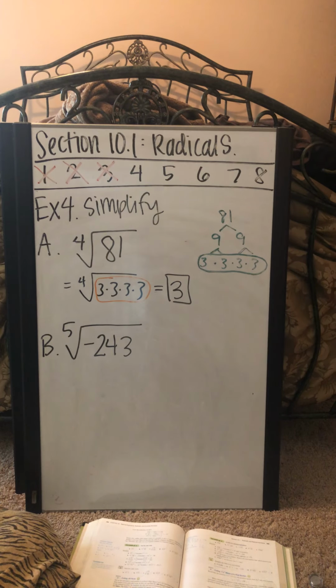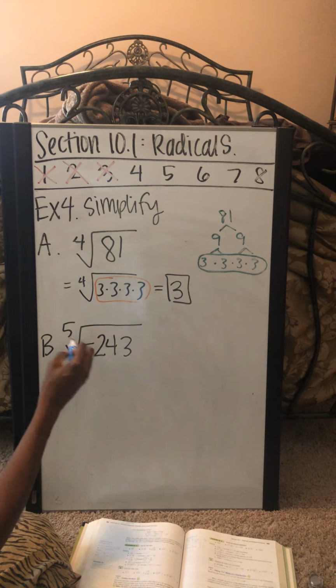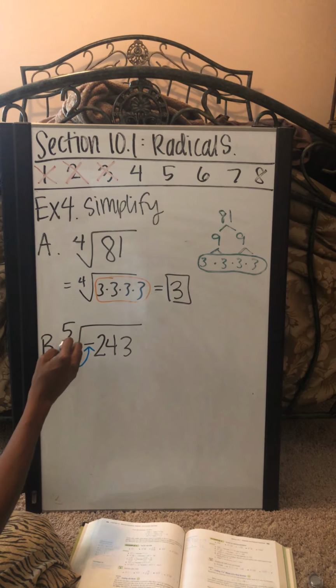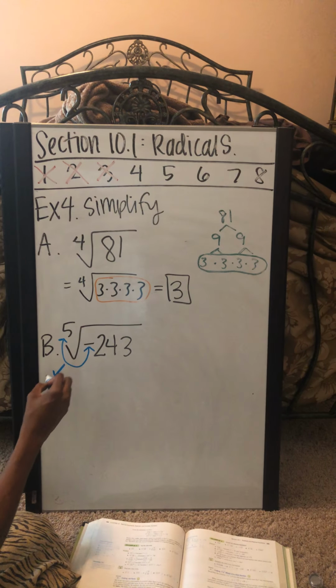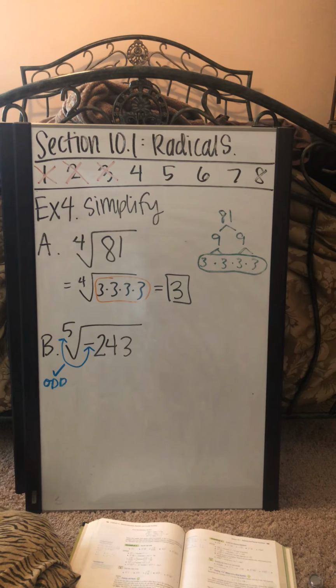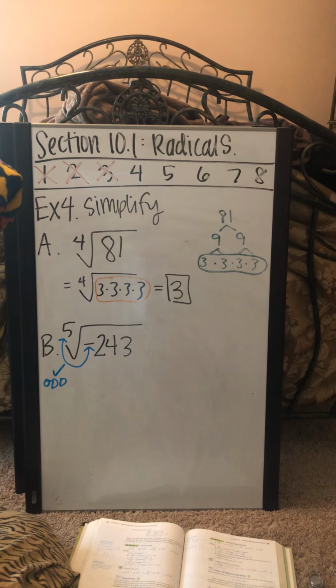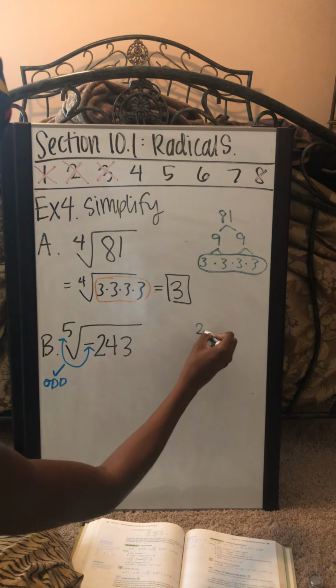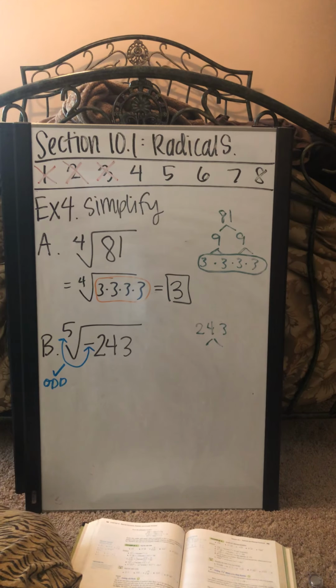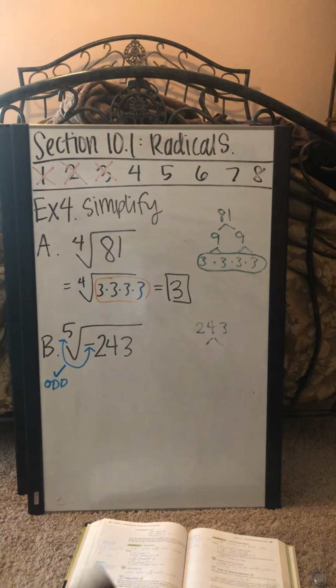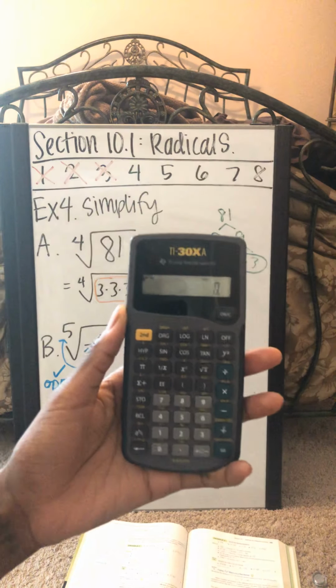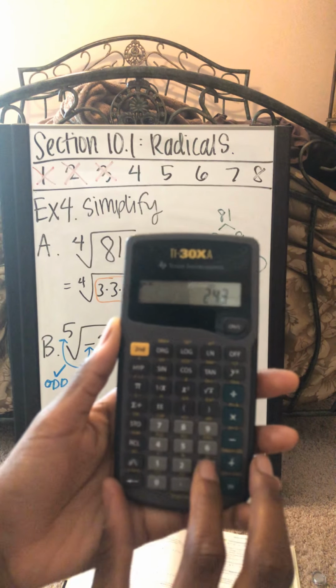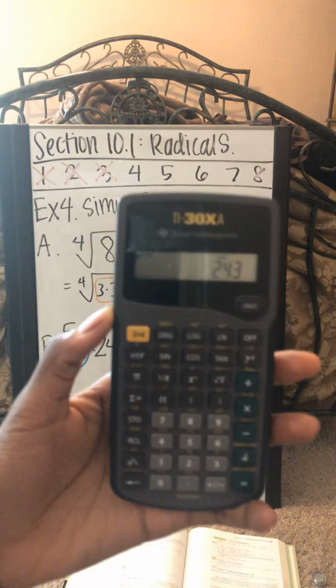Alright, for the next one, we have an odd on the inside because it's a negative on the inside. Because it's negative, we have to check if it's odd, and it is odd, so this is going to work out, okay? If it was even, it'd be not a real number. Okay, so now, we need to break up 243. If you're working with big numbers, again, feel free to use your calculator for this stuff. So I'm going to write 243, and then I'm going to just try some stuff.